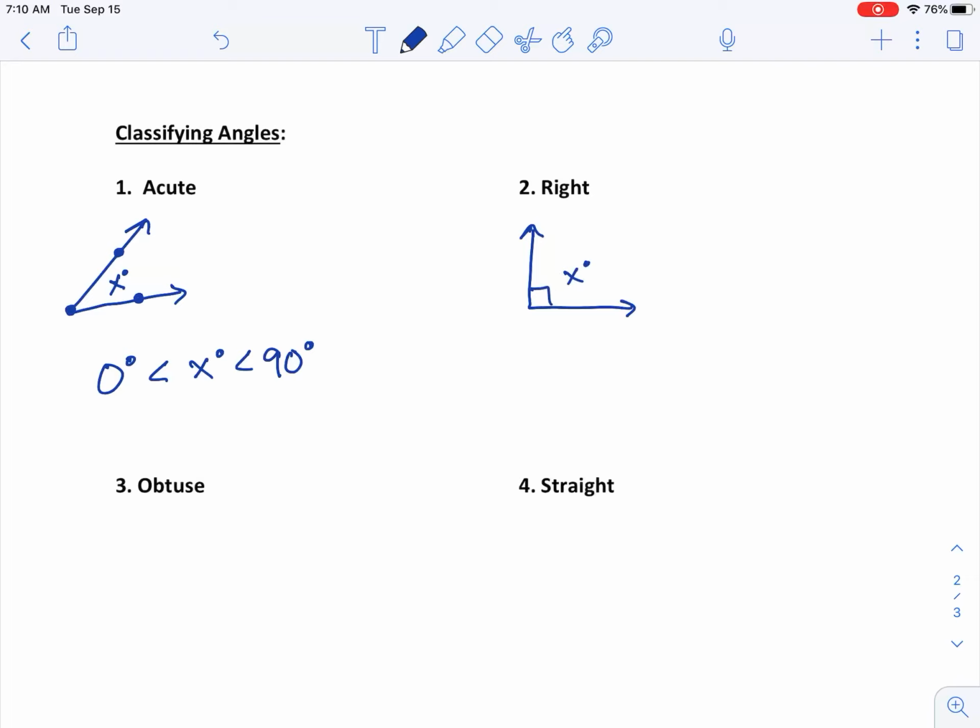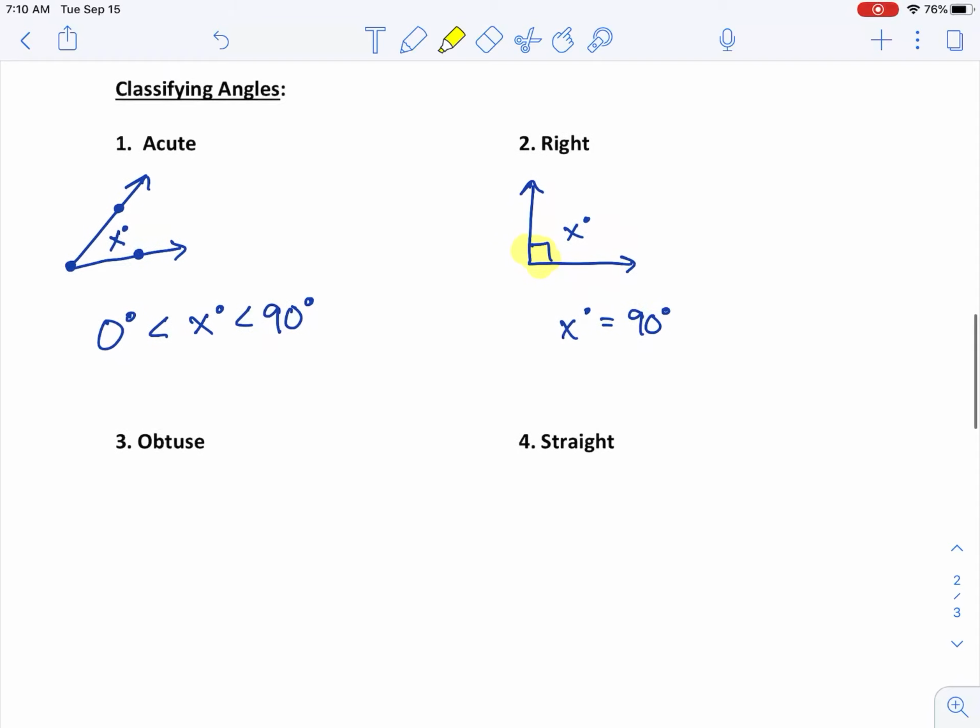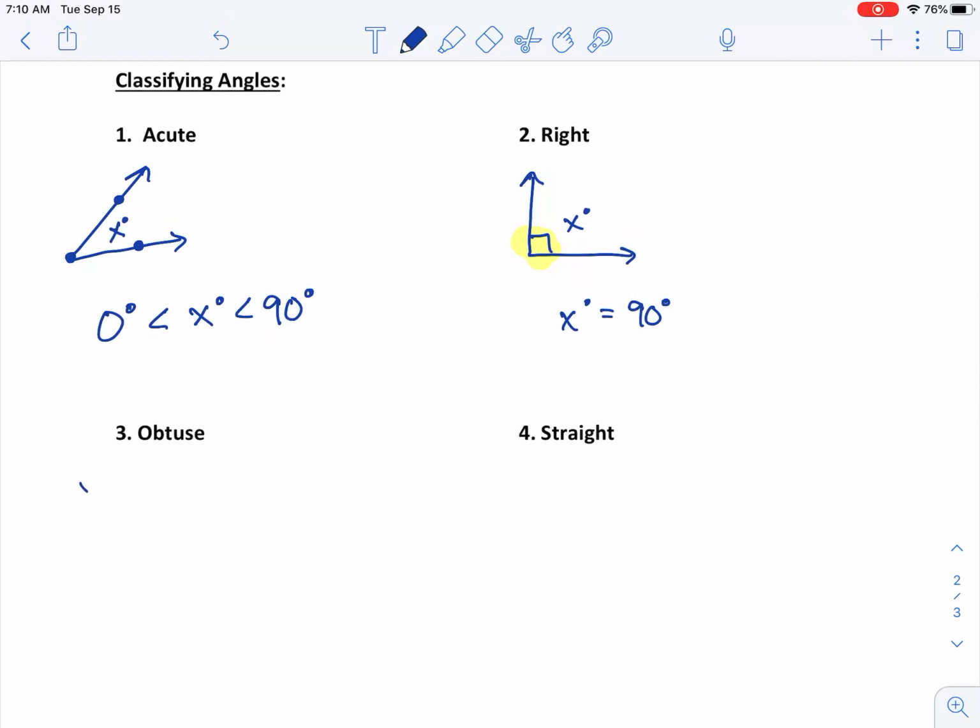A right angle, we'll call this again x degrees. X degrees is exactly equal to 90 degrees. And we will notate it, you'll see here with the little box. That one gets a little special box to say that is a right angle, 90 degrees. Next one would be an obtuse angle. An obtuse angle is above 90. However, it is not exactly 180. Actually, it's less than 180. I shouldn't use the terminology exactly. It is less than 180. So it is between 90 and 180.